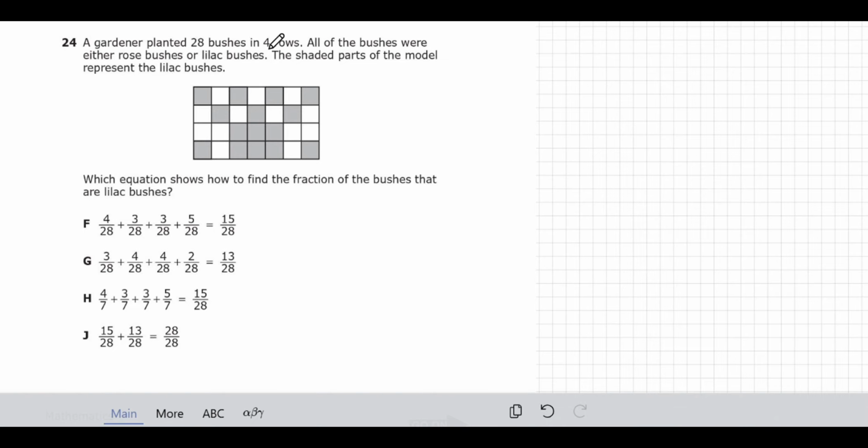Question number 24. A gardener planted 28 bushes in 4 rows. All of the bushes were either rose bushes or lilac bushes. The shaded parts of the model represent the lilac bushes. Which equation shows how to find the fraction of the bushes that are lilac bushes?